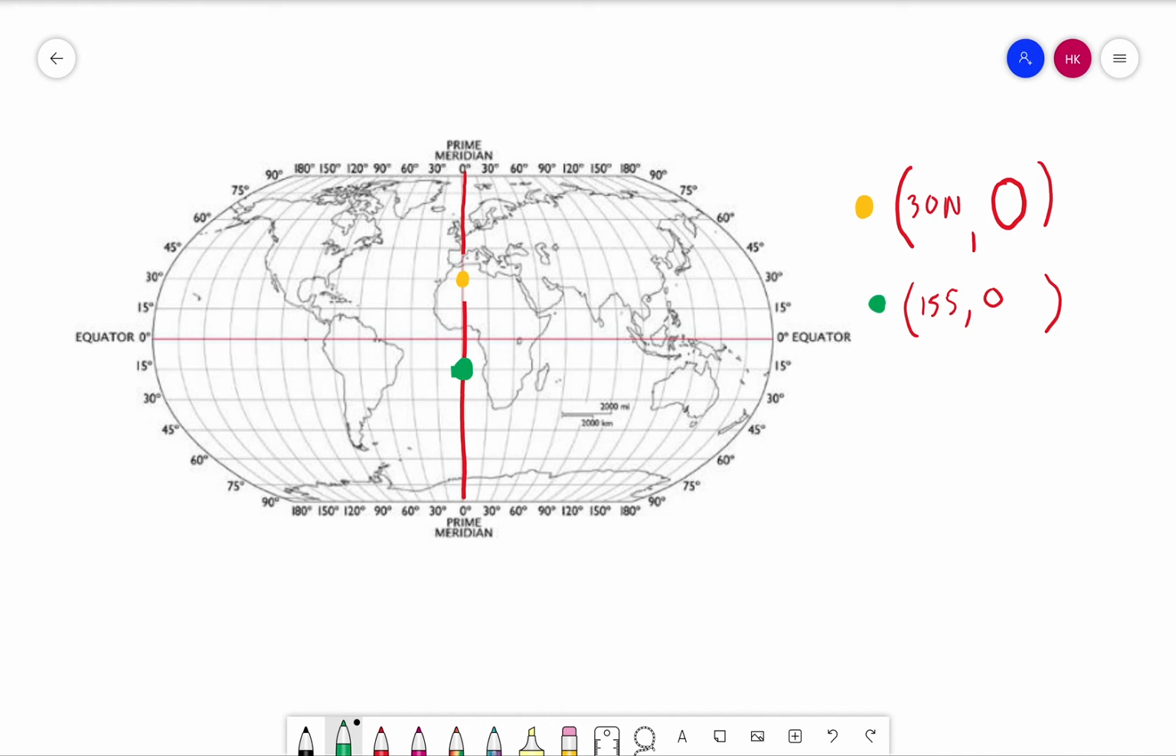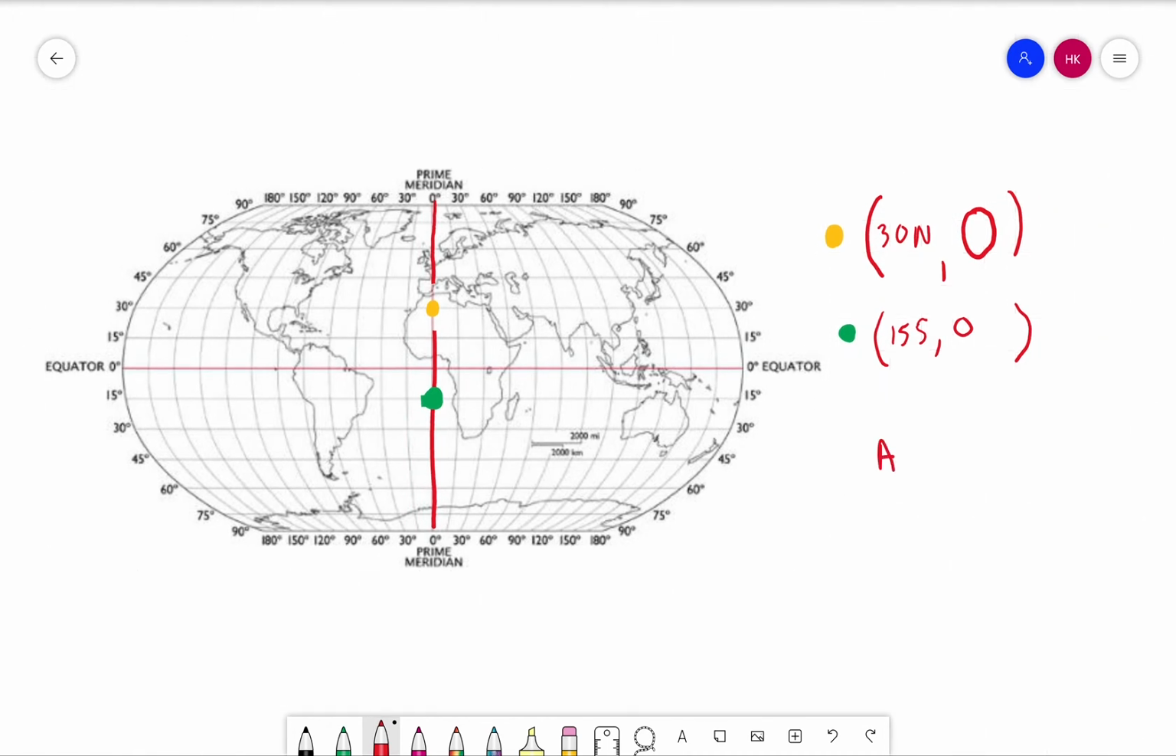On your piece of paper, go ahead and get your map out. And you want to map out A and B, okay? Your A coordinates are going to be 15 north, and your B coordinate is going to be 90 south. So go ahead and pause the video, and then on your paper map, go ahead and graph these coordinates, and make sure you put an A and a B so that way we know which coordinates go with which.